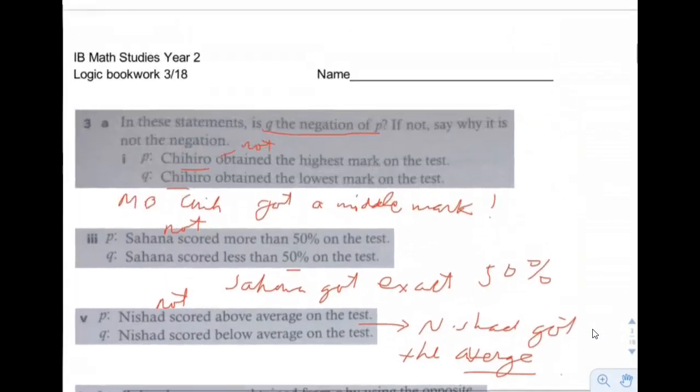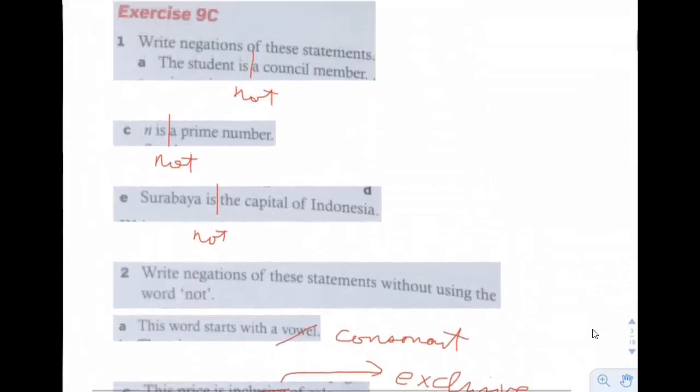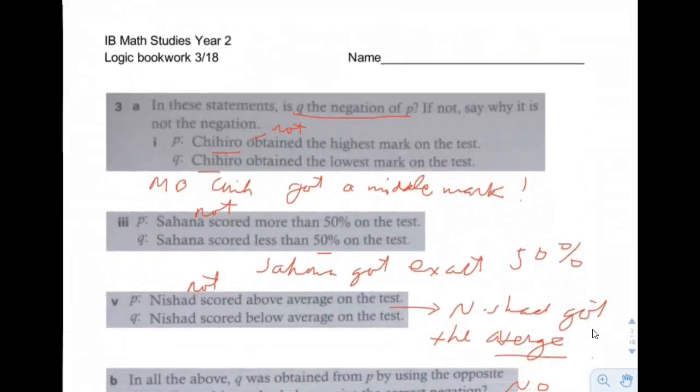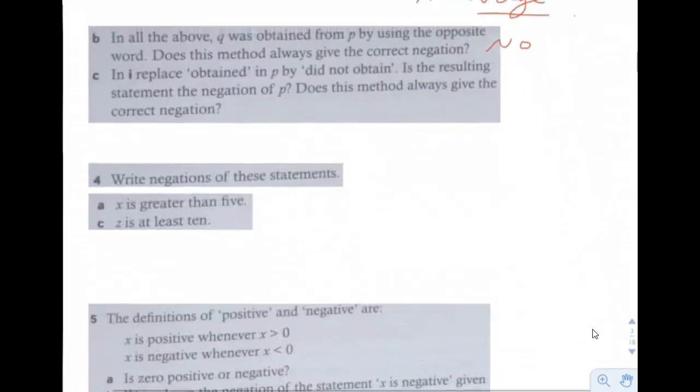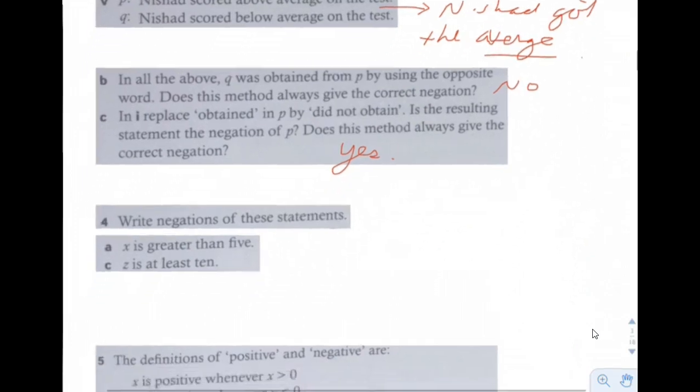So they're saying, if you put not up here, down here. So if you put Chihiro did not obtain the highest score on the test, or Sahana did not score more than 50% of the test, is that exactly what the negation should be? And yes, that's true. So if you put not in, then it always does give you the correct negation. Now, what's the disadvantage? Sometimes it gives you a really weird sentence, right? So that's why we frequently do not do that, right?